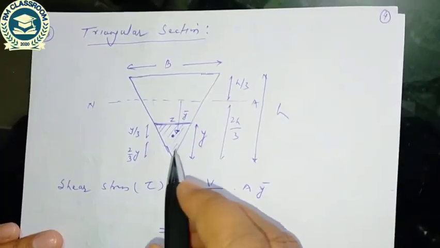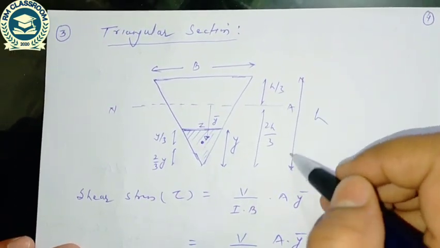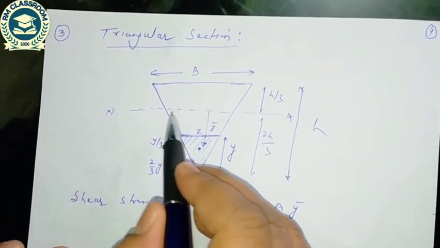After that I am going to discuss another section, that is the triangular section. In the triangular section I will discuss the same things: the general expression of shear stress, at which point the maximum shear stress occurs, the shear stress at the neutral axis, and the point from the neutral axis where normal shear stress is exactly equal to the average shear stress. So I have taken a triangular section having base width capital B and height h, and let us assume this is the neutral axis.